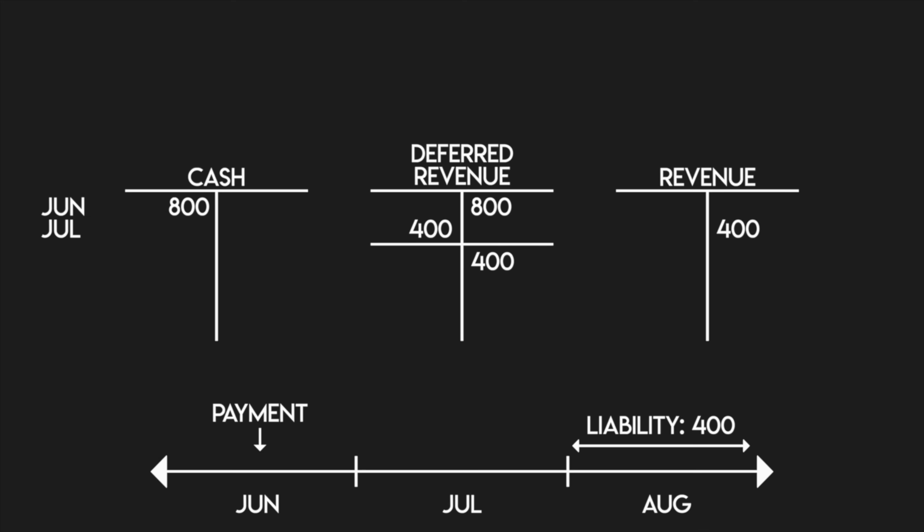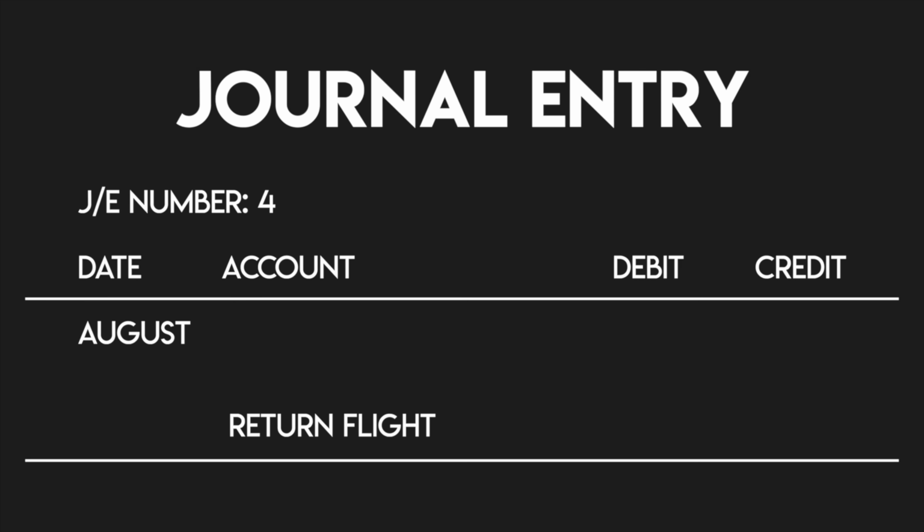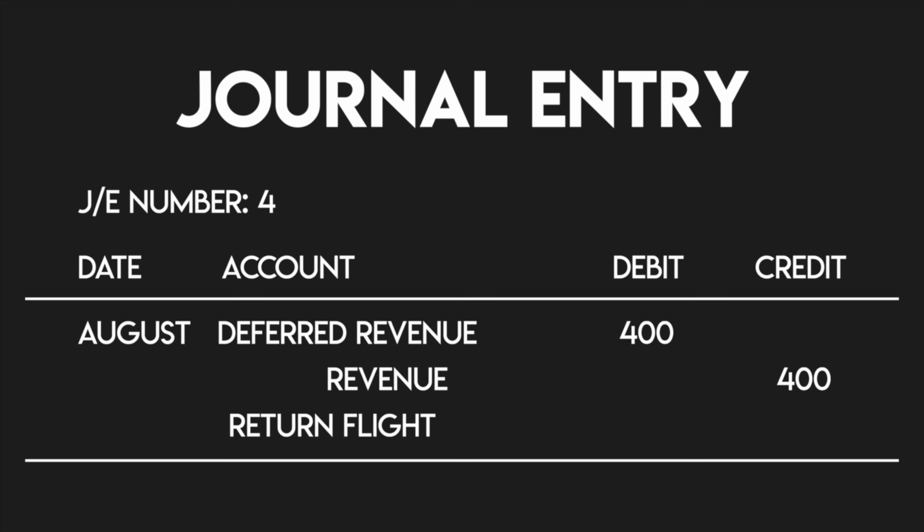We've released the other $400, which we now recognize as revenue in the income statement. In August, you fly me back to Vancouver, so the second leg of our round trip is complete. You have one more adjusting entry to post. This adjusting entry is going to be exactly the same as the one that we posted previously. We need to debit deferred revenue by $400 to decrease it in the balance sheet and credit the normal revenue account by $400 to increase that in the income statement.